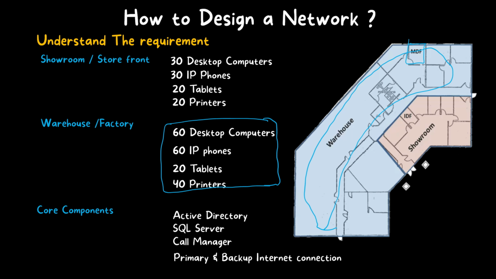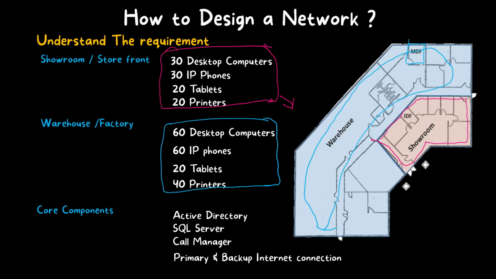Now at the showroom side, there are 30 desktop computers, 30 IP phones, 20 tablets and 20 printers we need to connect. So this is the showroom area. This is where we are going to install all of these IT assets. So all of that network cable, where can we connect? You can say that, okay, we can connect that cable also to the MDF. That is possible. So what if there is a lot of distance between the showroom and that MDF?